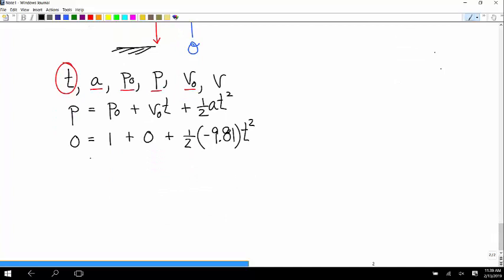And so we have that t squared is equal to 2 over 9.81, so 1 over 4.905, I think. And so t is equal to, take that square root, you get a plus or minus, and 0.455 seconds. And we're only dealing with positive times, so it's that.